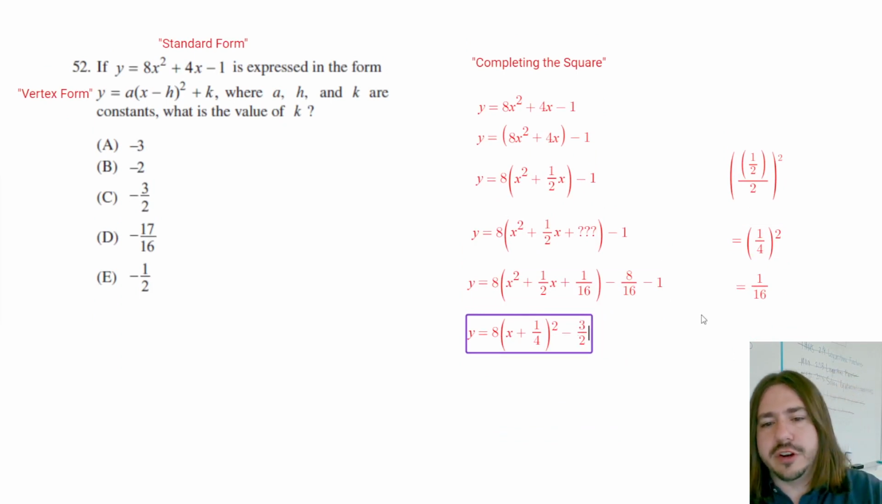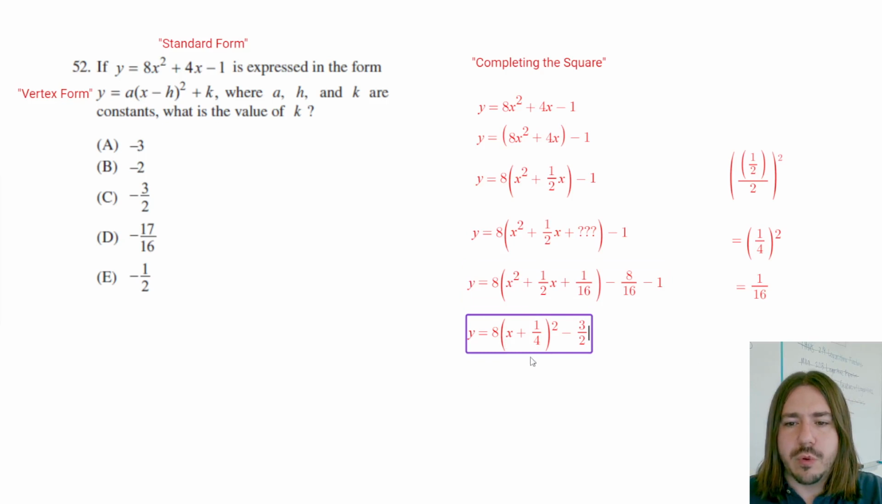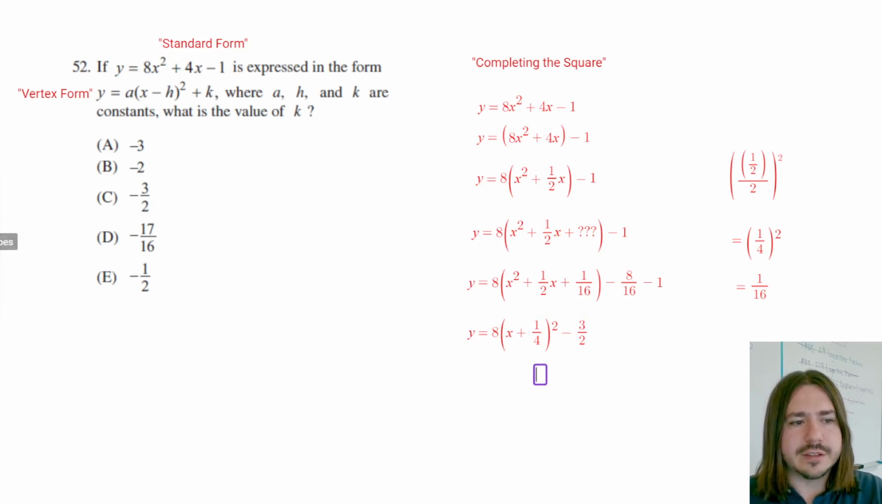And so now we've converted it to vertex form, which is really the whole point of this. It's asking now, what is the value of k? That's that constant out here. So our answer here is going to be letter C. It's going to be this minus 3/2.